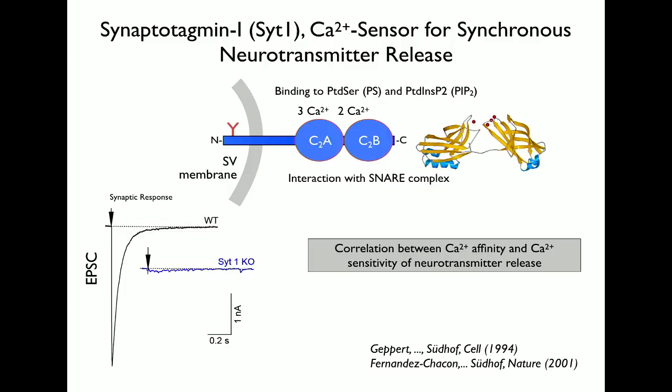Now, the importance of these molecules was really demonstrated in experiments from the Südhof lab. For example, this one here shows the response of a wild-type neuron upon stimulation. It's essentially a postsynaptic current that is measured here. Whereas when synaptotagmin is genetically deleted or knocked out, that essentially eliminates this fast response here.